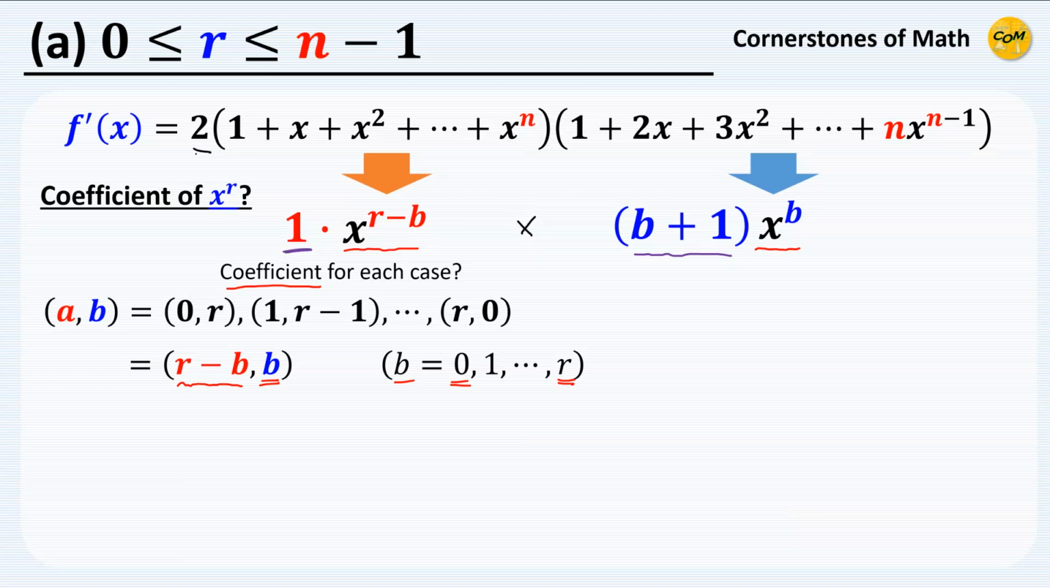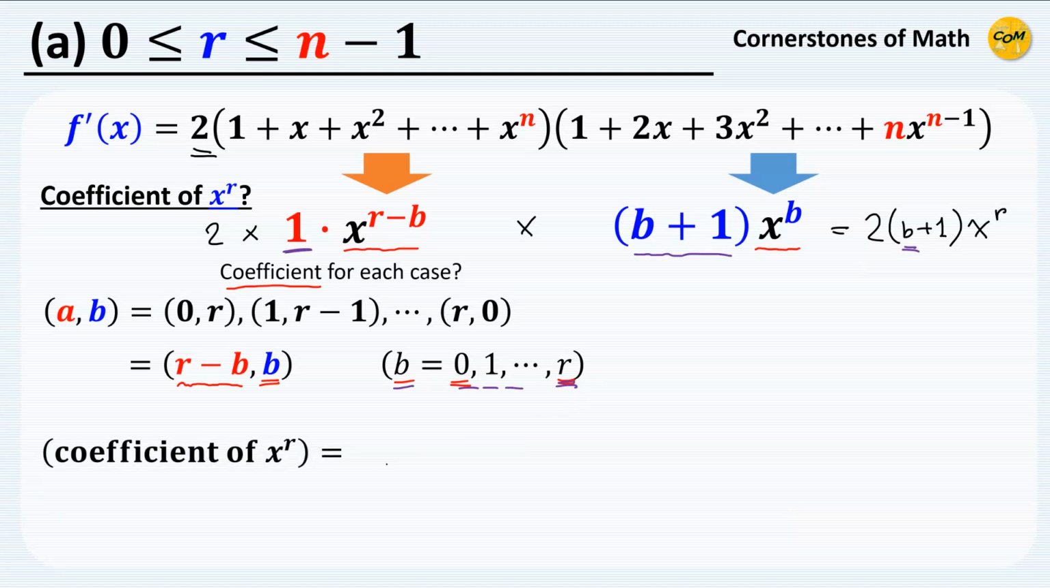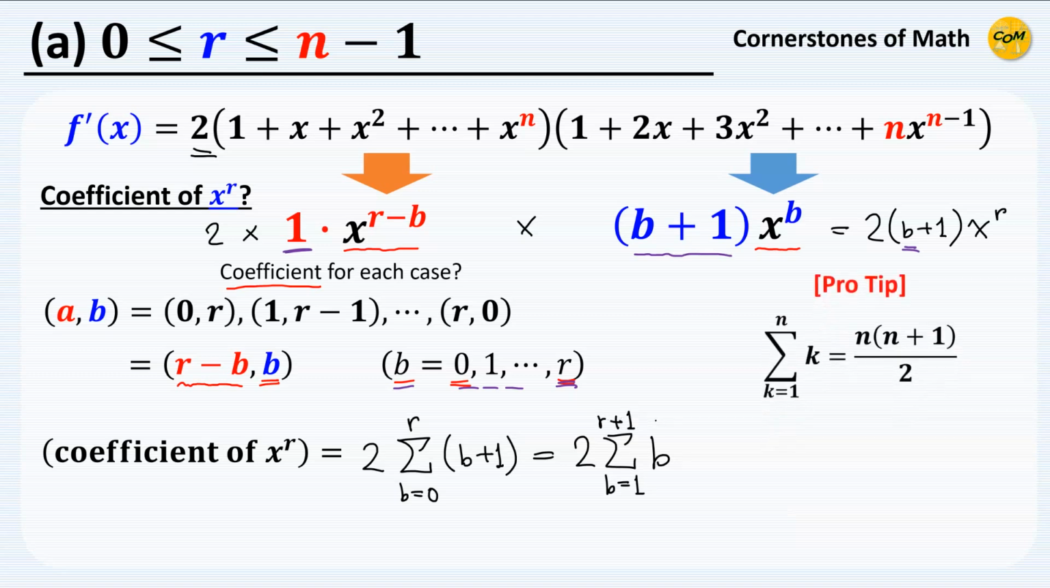Multiplying these two and this 2 at the front gives 2 times (b + 1) times x^r. Since b can have the value of 0, 1, 2, up to r, the coefficient for x^r is given by 2 times the summation of (b + 1), where b goes from 0 to r. We can write it as 2 times the summation of just b, where b goes from 1 to r + 1. And using the formula for the sum of natural numbers, we obtain the result (r + 1)(r + 2).